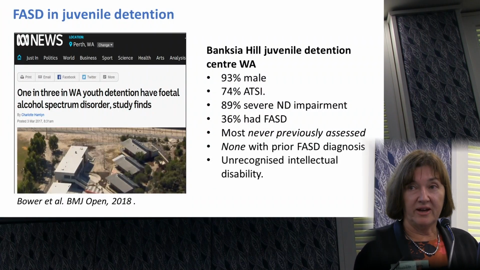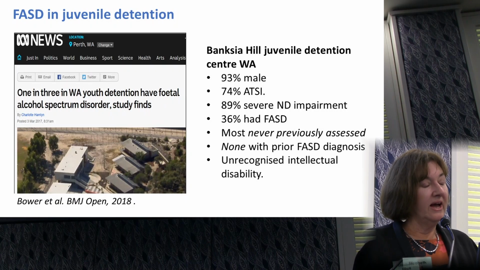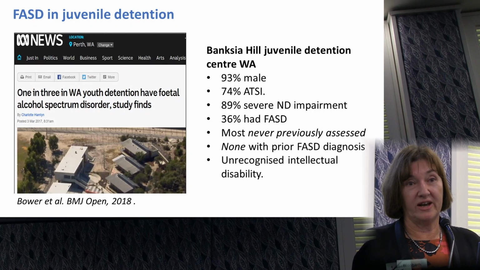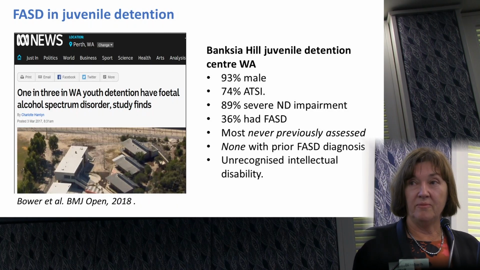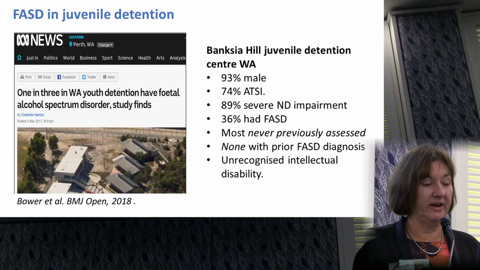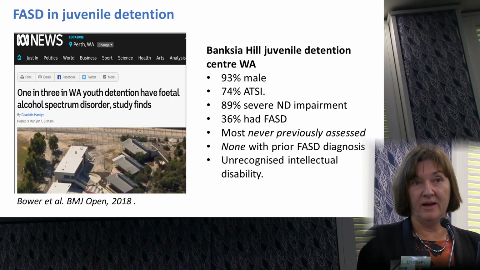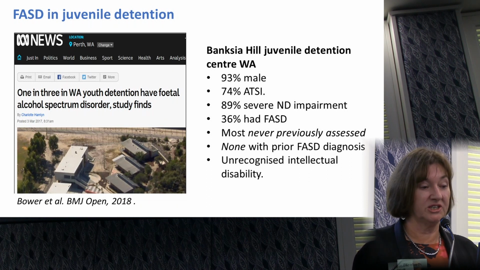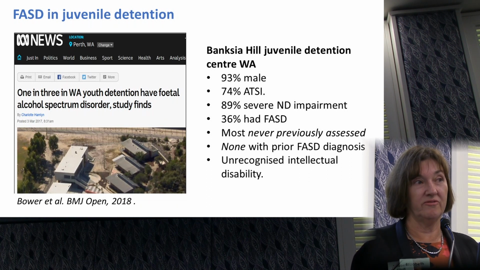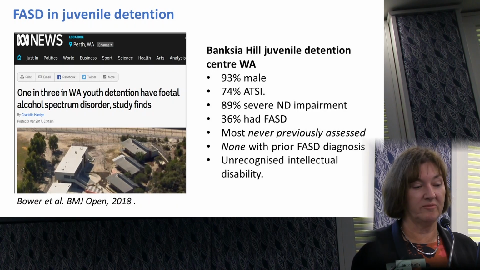Carol Bauer, and we heard some data from this morning, did the only prevalence study that's been done in an Australian juvenile justice setting, looking at 100 children who were in detention at Banksia Hill. Most of them were male, most of them were Aboriginal and Torres Strait Islander. 89% of them had a severe neurodevelopmental impairment in at least one domain of function. 36% of them, over a third of them, had fetal alcohol spectrum disorder.